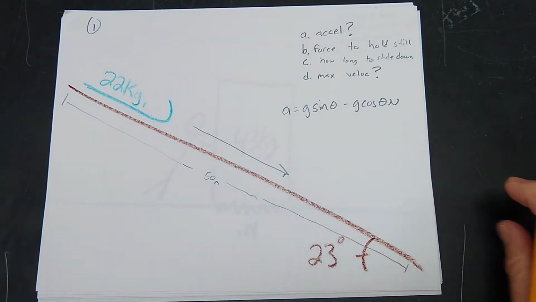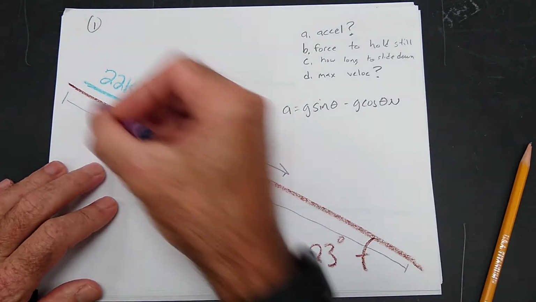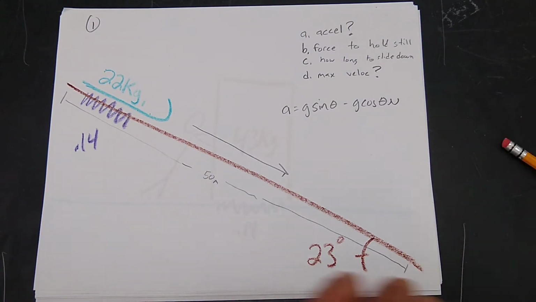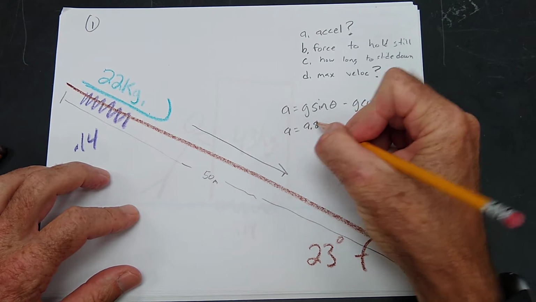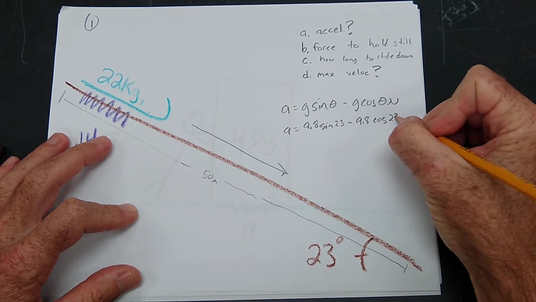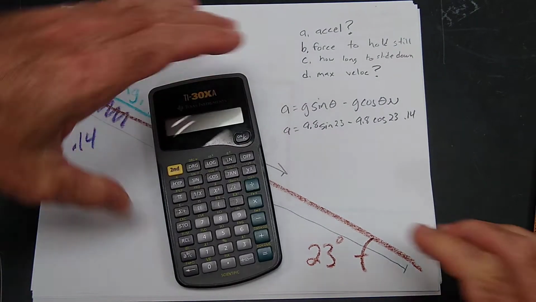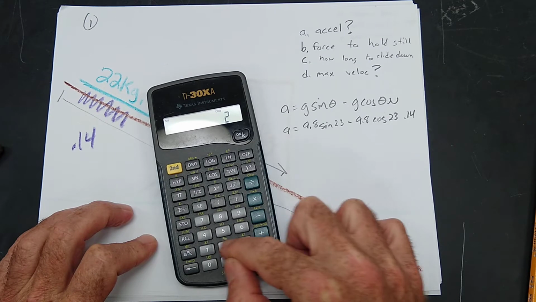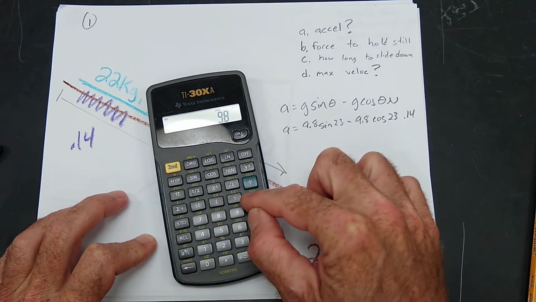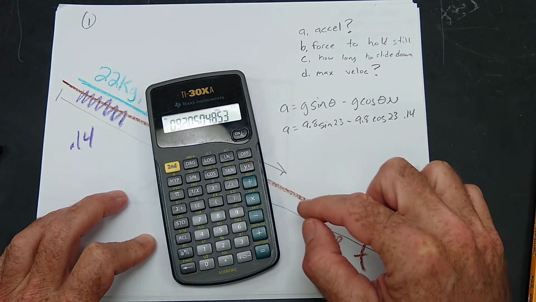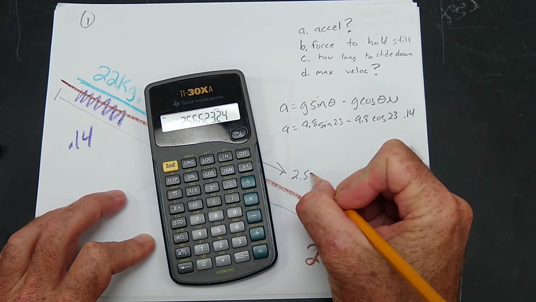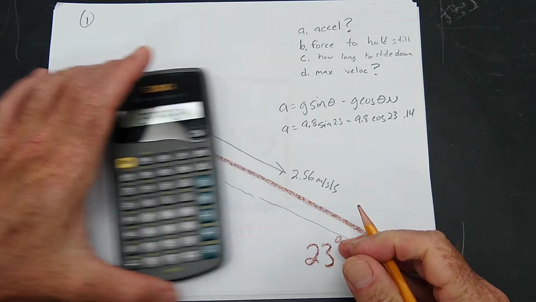All right? Now, the mu on this sled is 0.14. Its friction on the ground is 0.14. So I'm going to say acceleration down the hill is equal to 9.8 sine 23 minus 9.8 cos 23 times 0.14. I'll punch this into my calculator: 9.8 times sine 23, minus, parentheses, 9.8 times cos 23 times 0.14, close the parentheses, equals. I get 2.56 meters per second squared as my acceleration down the hill.